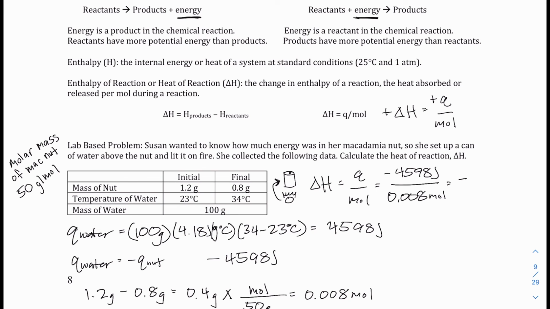For a total of negative 575 kilojoules per mole for our delta H. And that should make sense because this is an exothermic reaction, so our delta H should be negative.